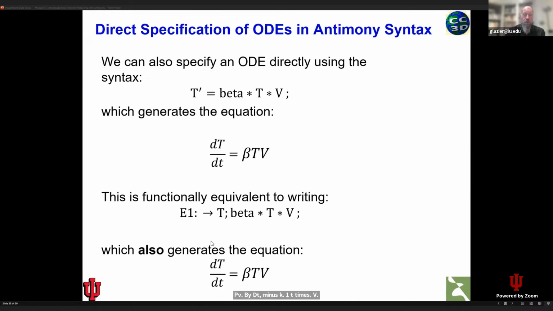It's allowed, although I strongly discourage it, to type ODEs directly using the prime. If you write T prime equals beta times T times V, that will generate the ODE dT/dt equals beta times T times V. That's functionally equivalent to writing arrow goes T semicolon beta times T times V. Again, the reason to avoid writing the ODEs directly is that you lose information when you write things as ODEs. And so whenever possible, you should keep the network arrow diagram form.